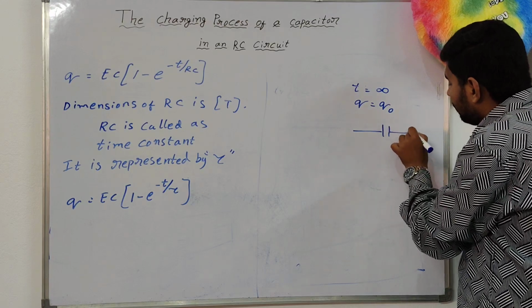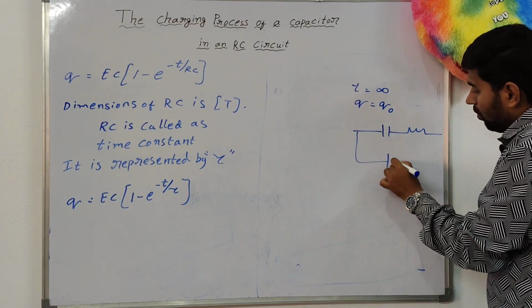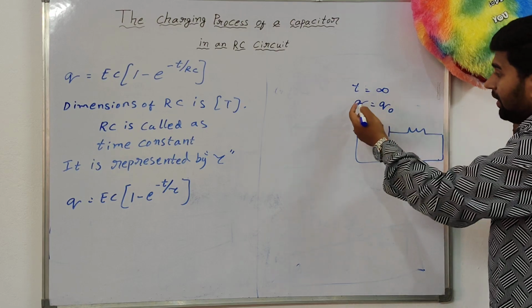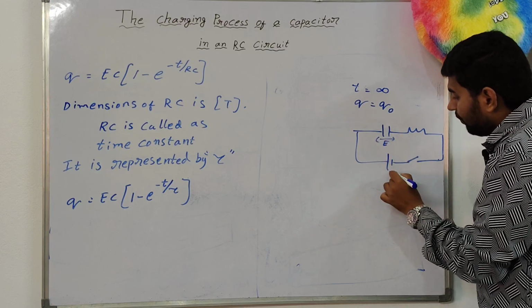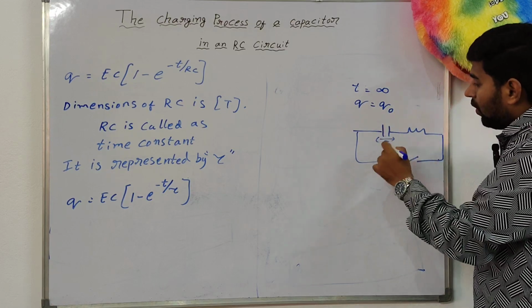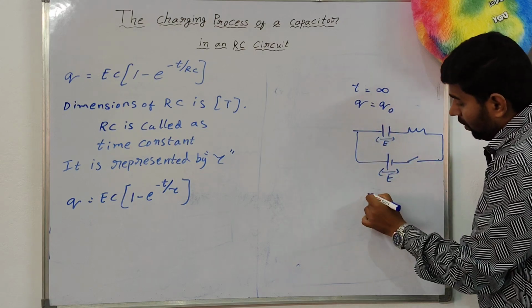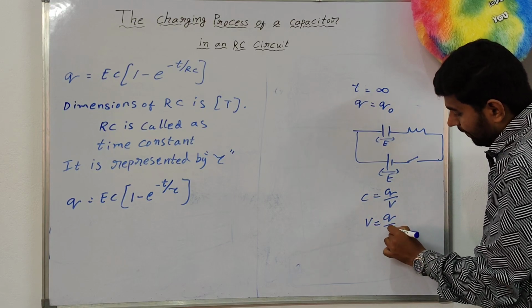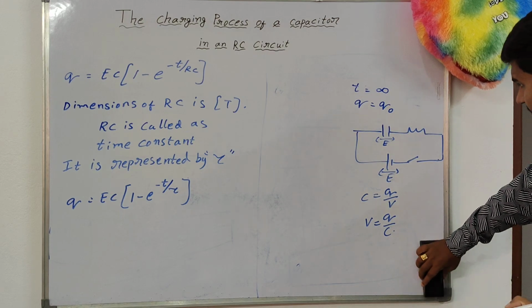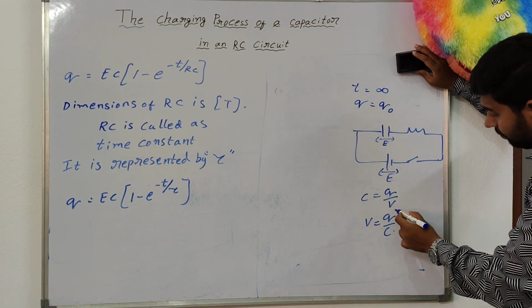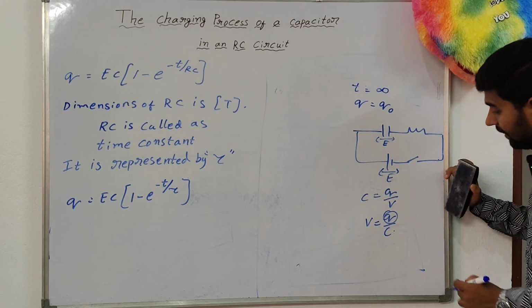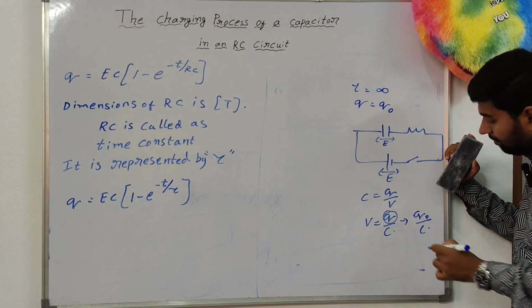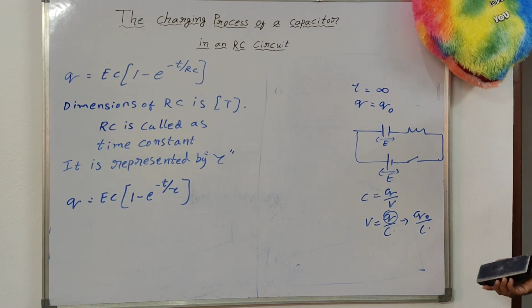If you take the same circuit, just observe it one more time. What will happen? Here Q becomes Q naught, and here also it is Q naught. How can I write Q? What is the formula? C is equal to Q by V, so V is equal to Q by C. Here the Q becomes the maximum charge, Q naught by C.